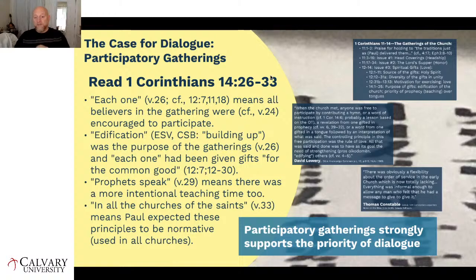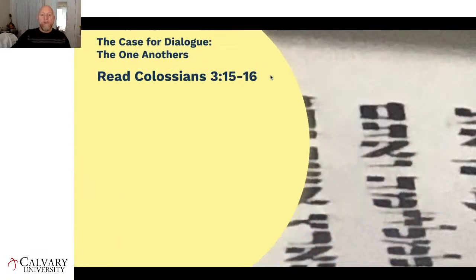But if they were confronting a prophet, basically saying you've got this all wrong, then that was the job of the prophets. But I think the larger point here is that there was just this participation going on. There was a lot of participation in these gatherings, and I think that argues for the priority of dialogue in these gatherings rather than just lecture.